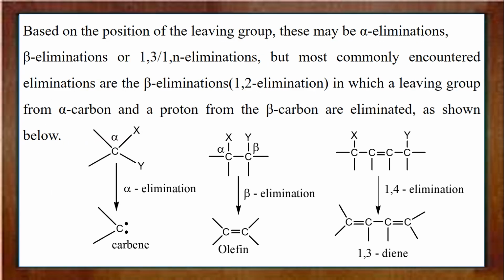Based on the positions of the leaving groups, the elimination reactions are classified as alpha elimination, beta elimination, or 1,3 or 1,n eliminations. But most of the elimination reactions are beta eliminations, which are called 1,2 elimination, in which the leaving group from alpha carbon of the substrate and a proton from the beta carbon are eliminated as given here.